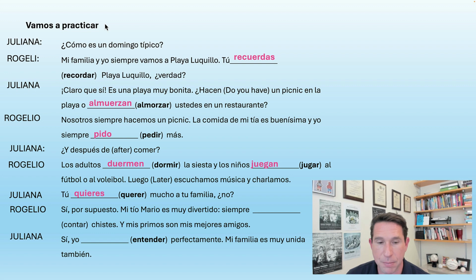Sí, por supuesto, mi tío Mario es muy divertido. Siempre blank chistes. He always tells jokes. So it can only be UE. Cuenta. Sí, yo entiendo perfectamente. I understand. Mi familia es muy unida también.